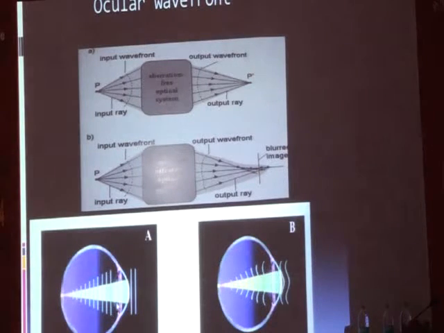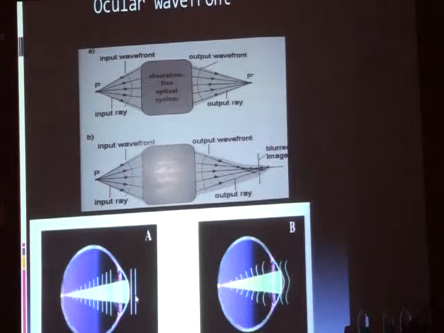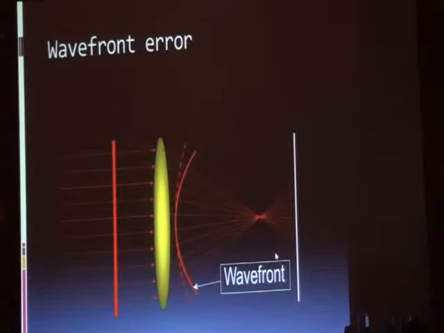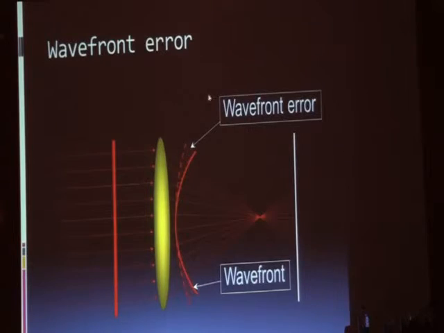Similarly, in ocular optics, in an ideal optical system where there are no aberrations of the eye at all, the output wavefront will be parallel and regular, whereas in an aberrated eye, it will be irregular. So exactly the deviation from the ideal optical wavefront is what is called the wavefront error. So this is how to measure this.